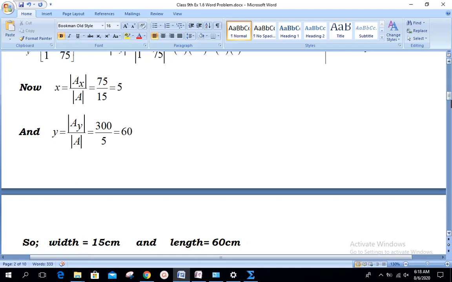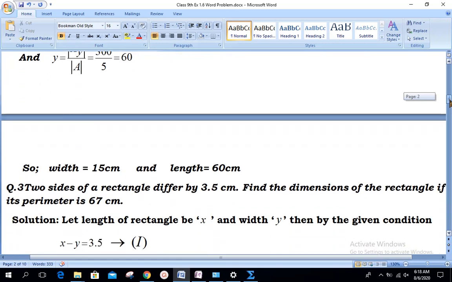That was question number 2. Let's go ahead for question number 3. What is the statement? Statement says two sides of a rectangle differ by 3.5 centimeter. Okay, one side will be X, other will be Y. You are not given which one is greater and which one is smaller. It is generally given that two sides differ by 3.5.